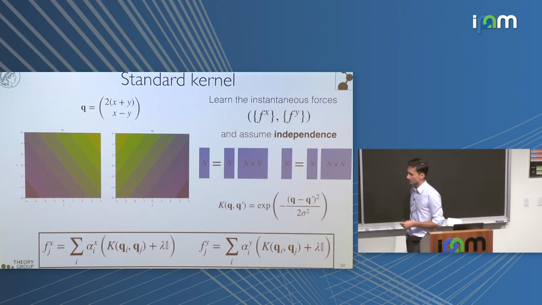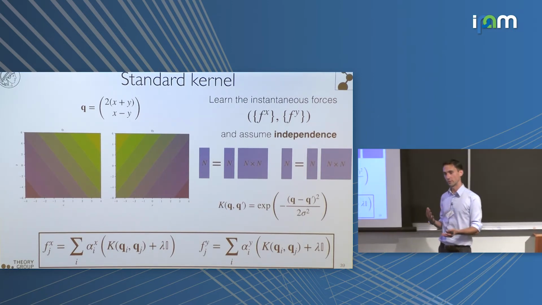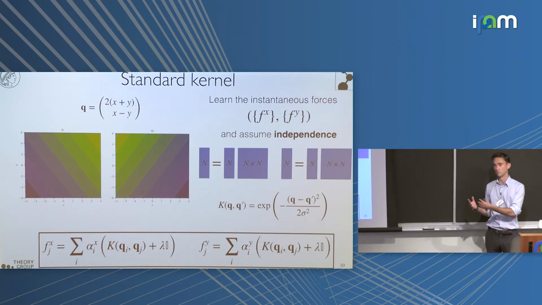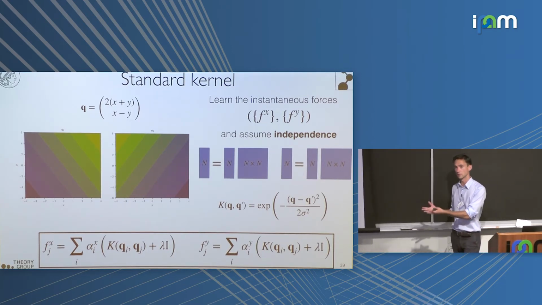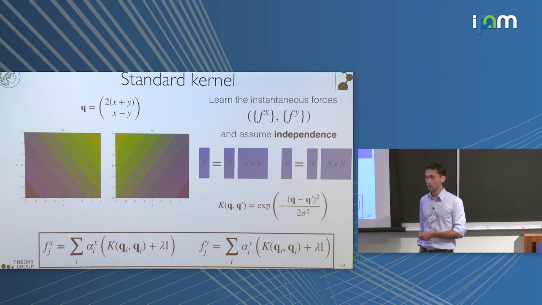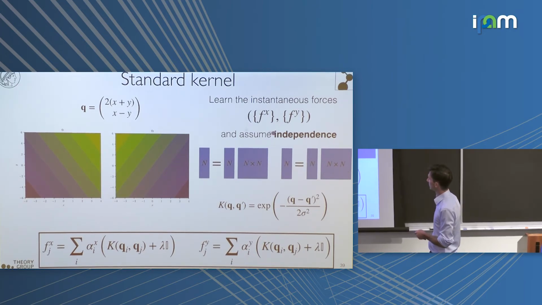Okay, so first I'm going to compare two ways of building a vector field. One will be the standard way, the naive way of learning the components independently, and the other will be to build a machine learning model that is energy conserving a priori. Here I start by learning f of x and f of y independently.